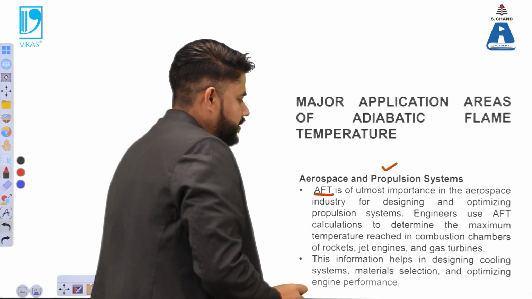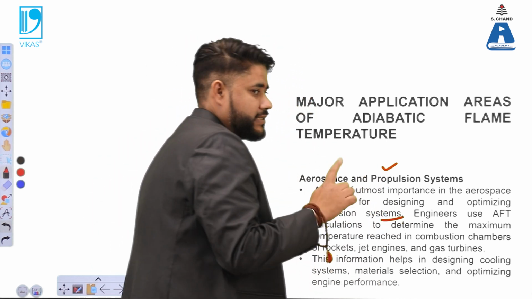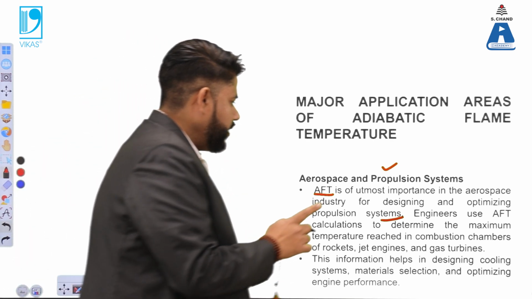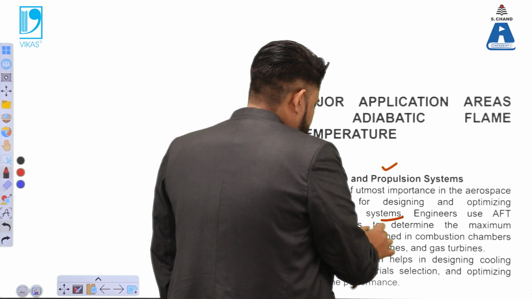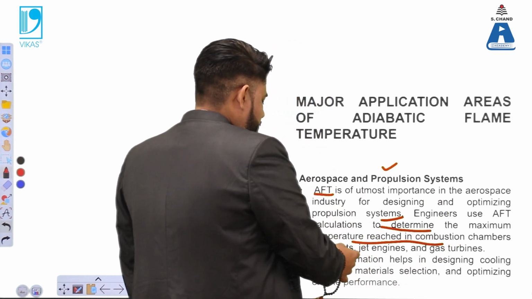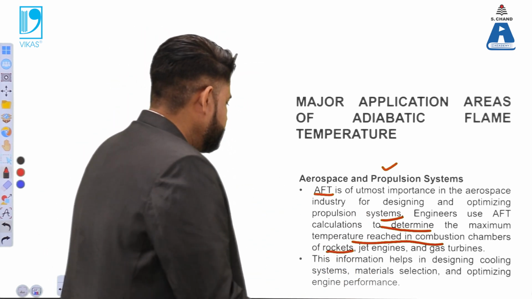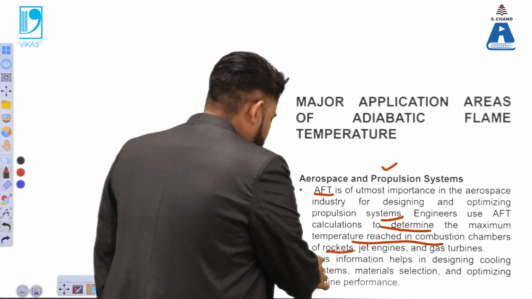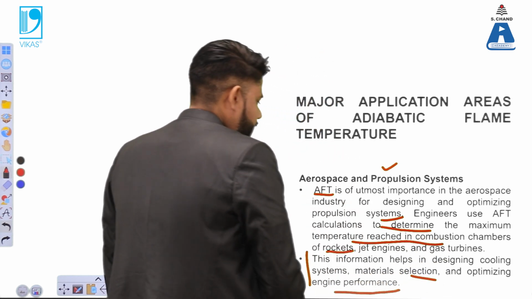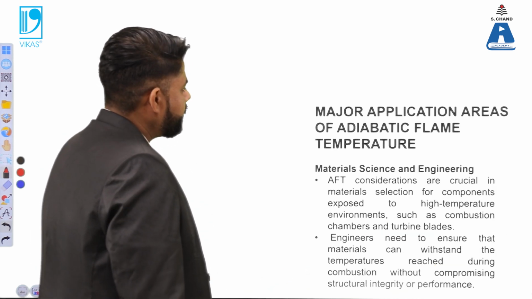Then you have aerospace and propulsion systems. This is another aspect in designing and optimizing the propulsion systems, as discussed in that initial part, in which we generally use these AFT calculations to determine the maximum temperature reached in the combustion chamber for the particular rockets, or you can say the gas turbines or the jet engines. And this AFT information is practically helpful in selecting and optimizing the engine performances. So this is related to the propulsion systems.